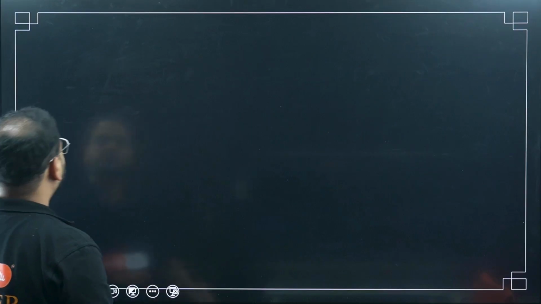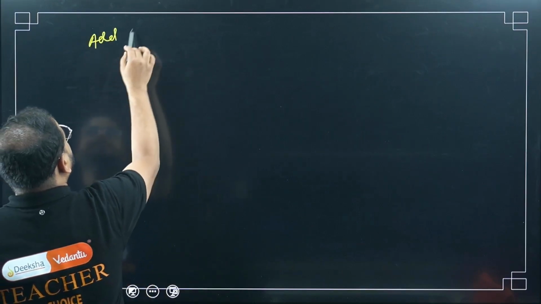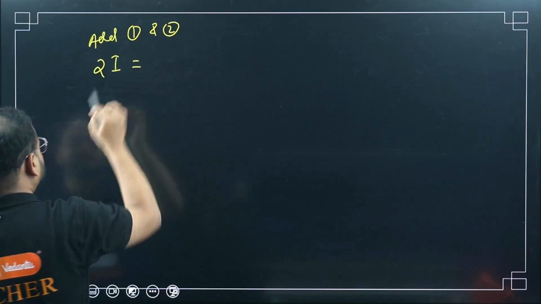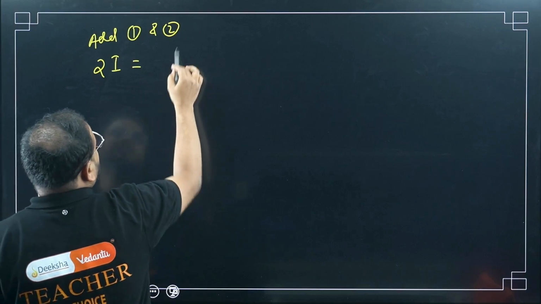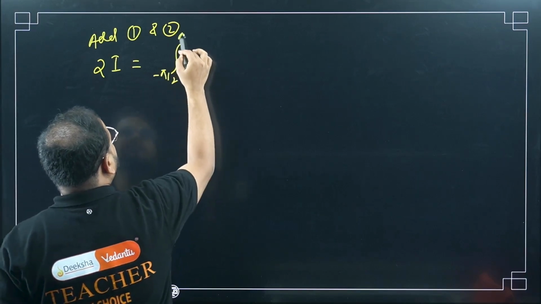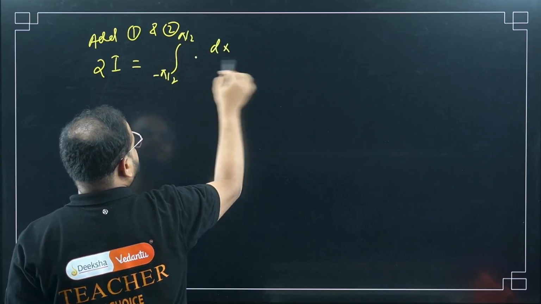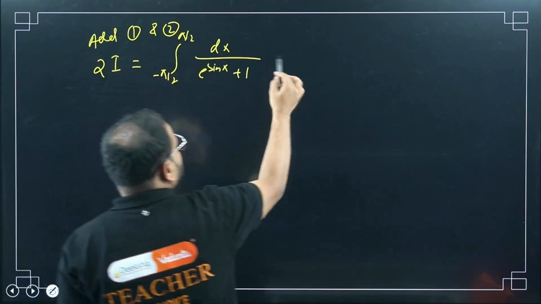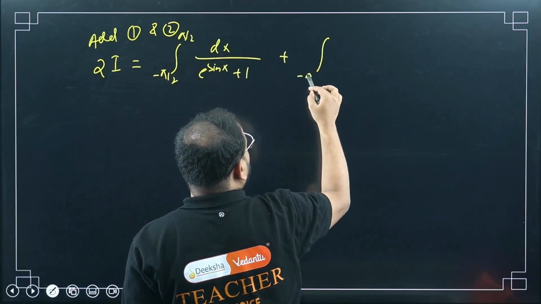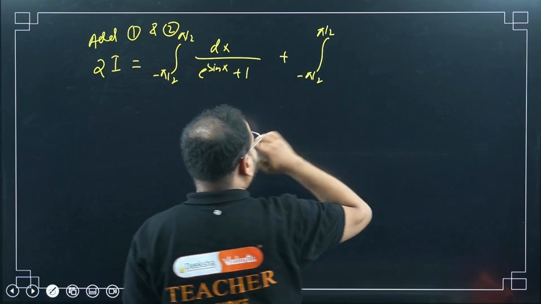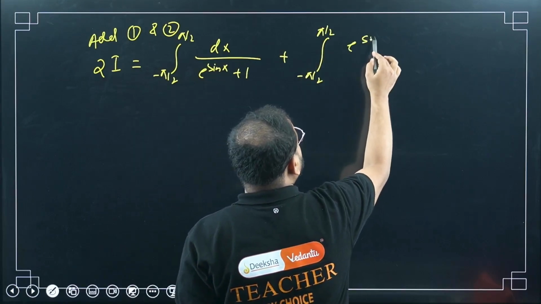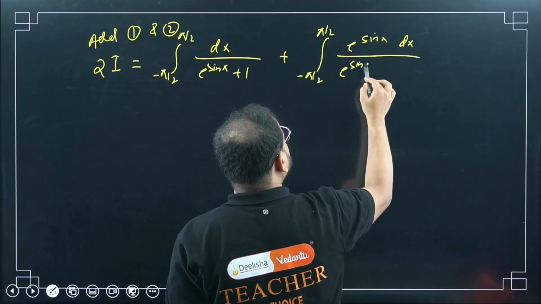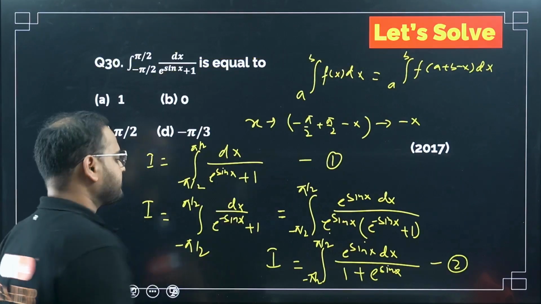Now add 1 and 2. If you do that, what are you going to get? Left hand side, 2i sir. What about right hand side? Sir, minus pi by 2 to pi by 2 was there in the first one with what? Dx upon e power sin x plus 1. Second one had sir like this, minus pi by 2 to pi by 2. Please have a look. Okay, I'll get what? E power sin x was there sir with dx only, and over here I had e power sin x plus 1.